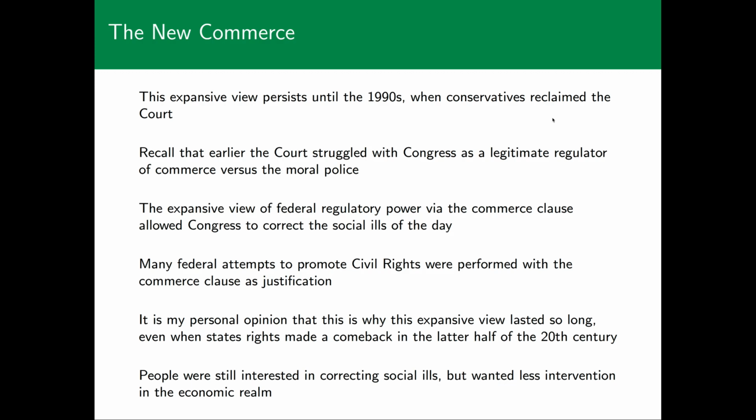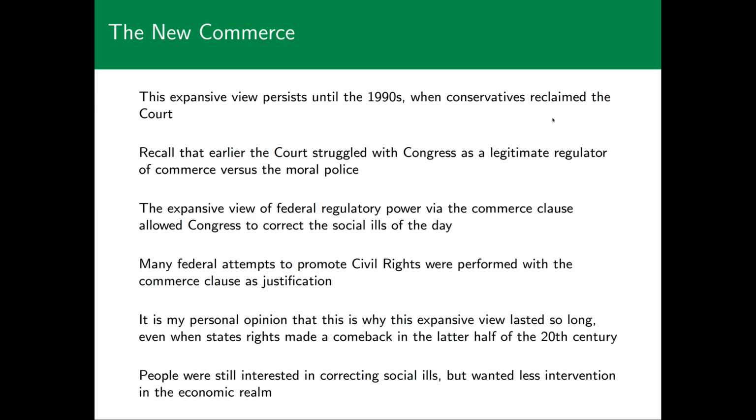For a long time, the court struggled with, should Congress be regulating commerce like the economy, or are they allowed to practice sort of police powers? And we know from cases like Champion versus Ames that there's no difference, right? There are, in a sense, federal police powers because of commerce. It doesn't really matter if the thing being regulated is perceived as a social ill.